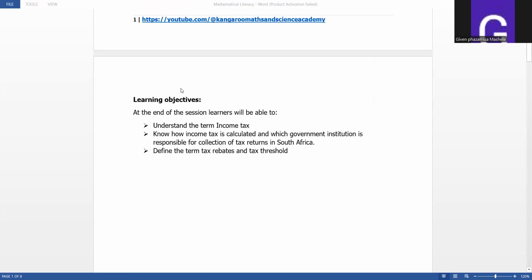Right, at the end of the session, learners should be able to understand the term income tax and must also be able to know how to calculate income tax and also be able to know the government institution which is responsible for the collection of tax returns in South Africa. And also you must familiarize yourself with terms like tax rebates and tax thresholds.